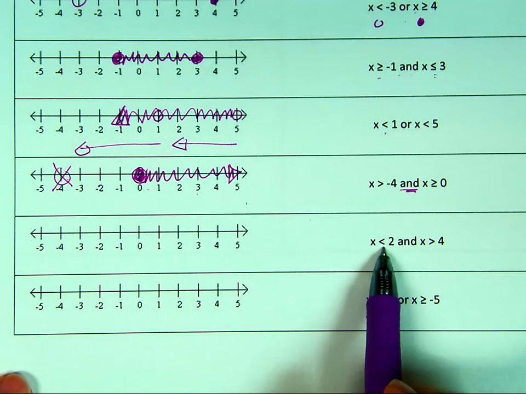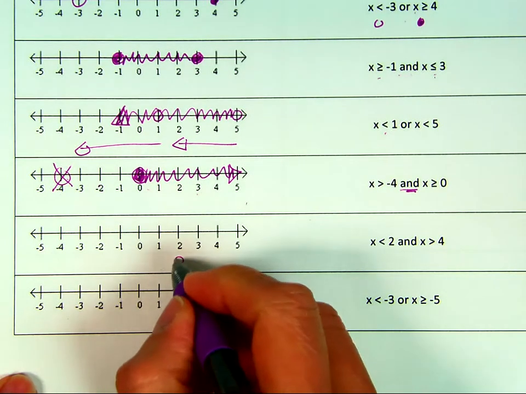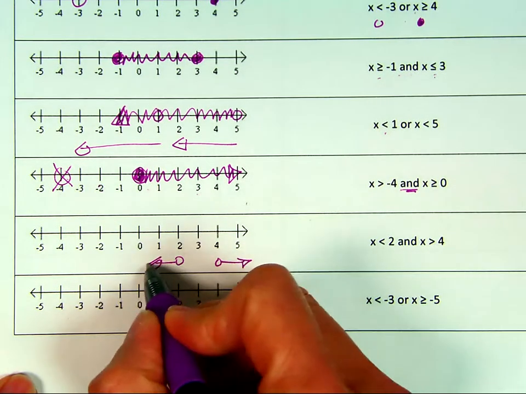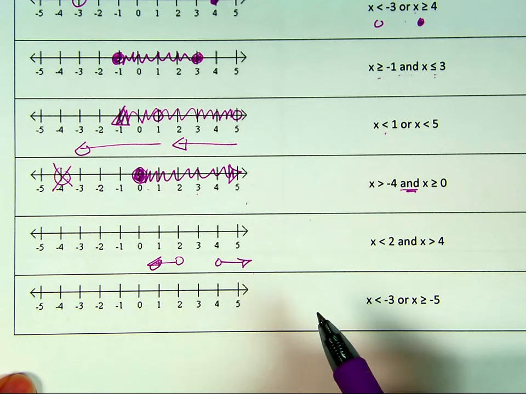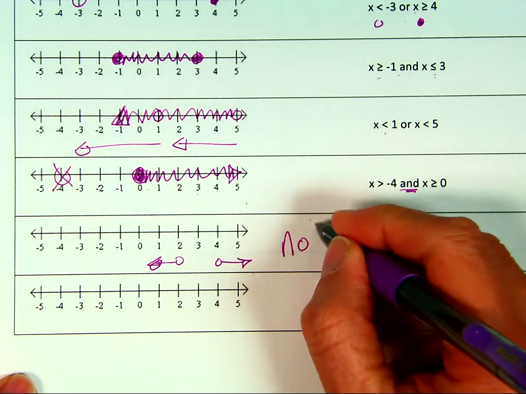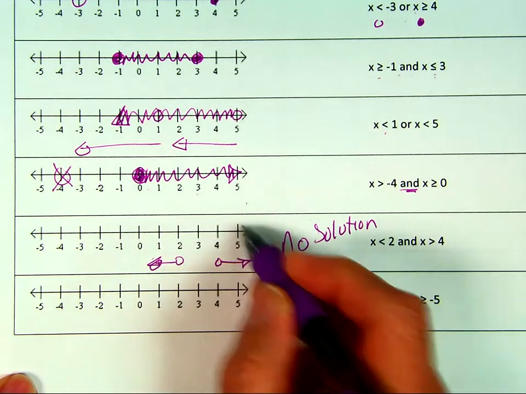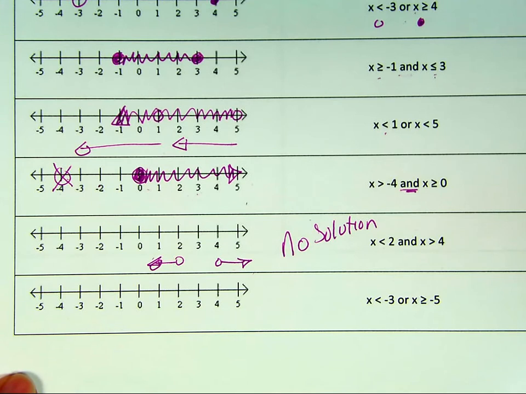So x is less than 2, so it's going to be that way, and x is greater than 4. I'm just going to do it down here because I want to show you what happens. So this one goes to the left forever, this one goes to the right forever. They never intersect. So there's no solution here. So you actually wouldn't graph anything. This would be your graph, not these guys. That was my example. But it would just be an empty graph showing that there's no numbers that work.